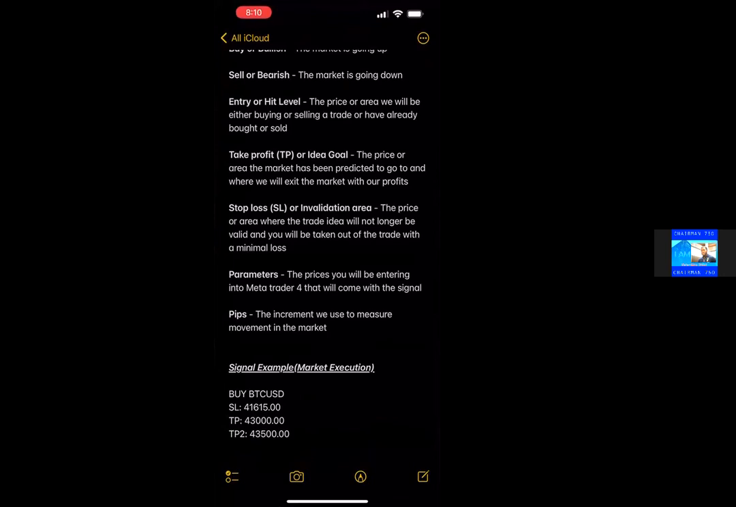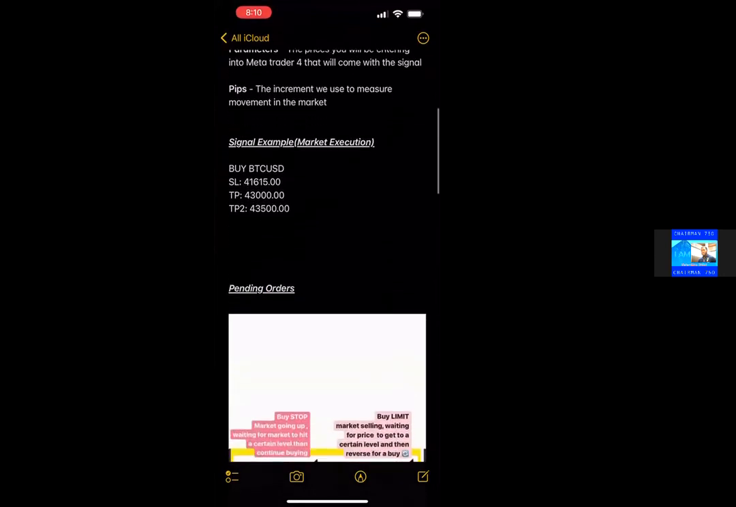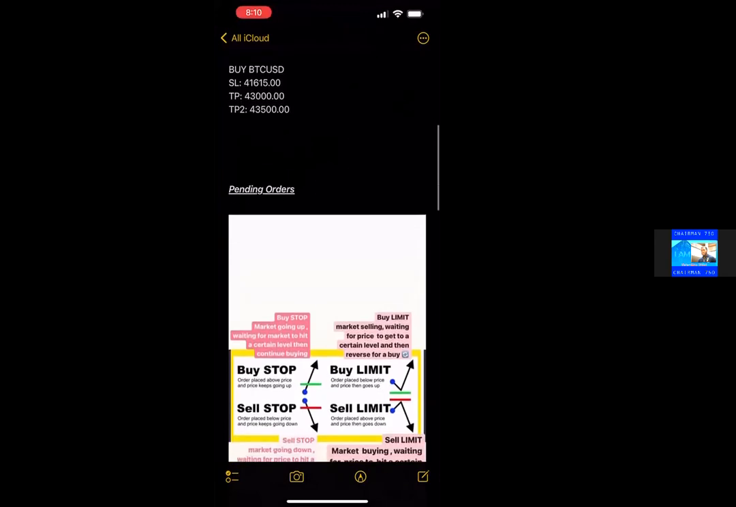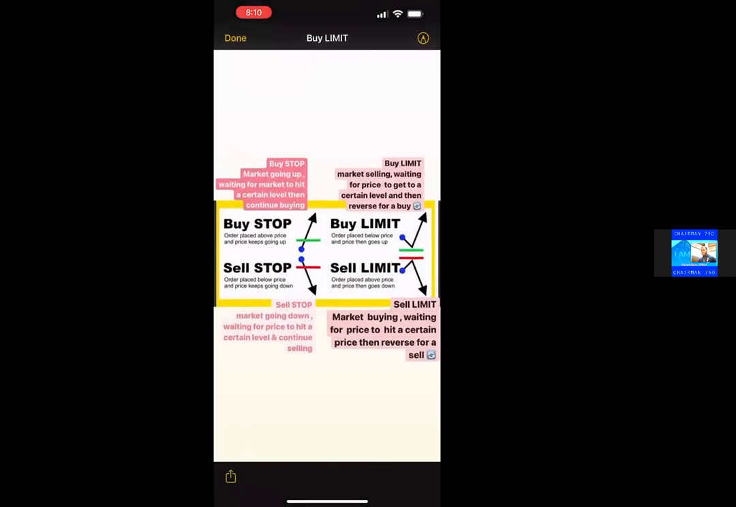Now, that's one way that we can actually enter into the market. But the other way that we're going to enter into the market is known as pending orders. I want you guys to understand that these are other ways that you can enter into the market. The first way is known as a buy stop. That is when you are placing an order above the price that the market is currently at, and you're going to get entered in as long as it keeps going up.